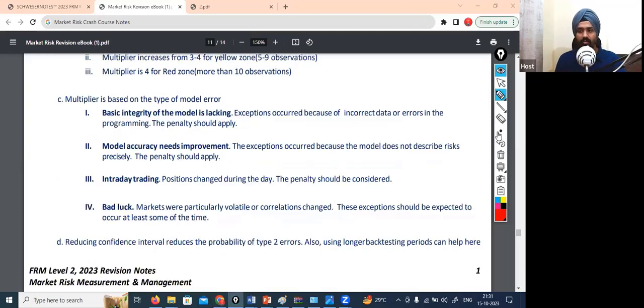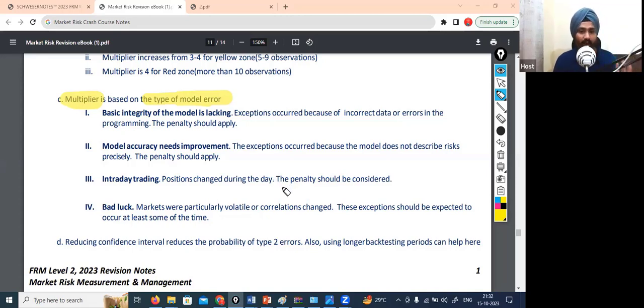Okay, now how do you understand this? For a bank, economic capital is very important because you're taking money from depositors and giving it out as loans. So you want to make sure that you keep a sufficient amount of capital that is needed, and the rest you can lend out and earn interest from. That's the business model, right? So when I talk about multipliers, it's going to be based on the types of model errors. There are going to be 4 categories for exceptions.